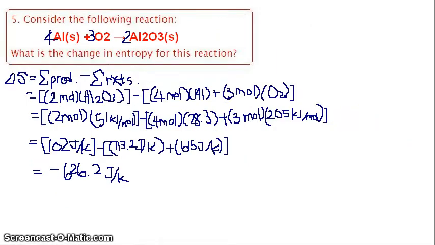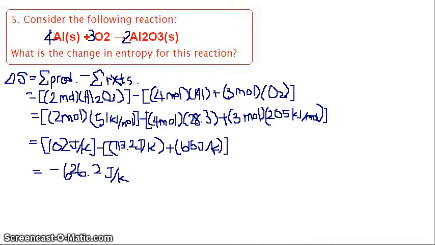Next, we have question number 5. What is the change in entropy for this reaction? Again, I made the same mistake as in the previous question. I forgot to balance my equation, so I did this time: 4 aluminums plus 3O2, and I got 2Al2O3.